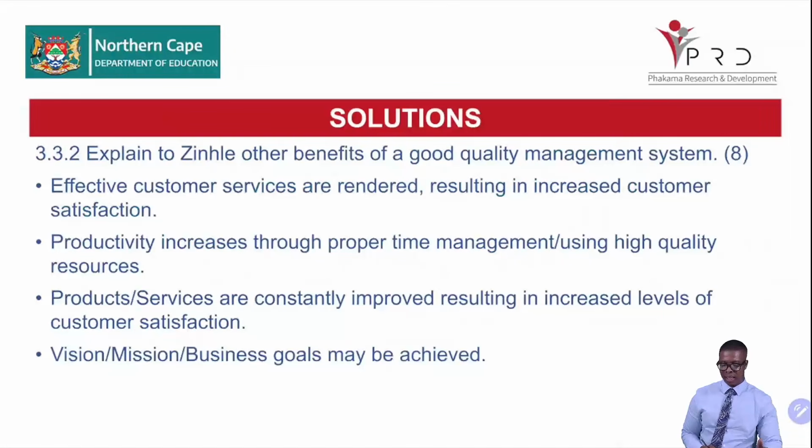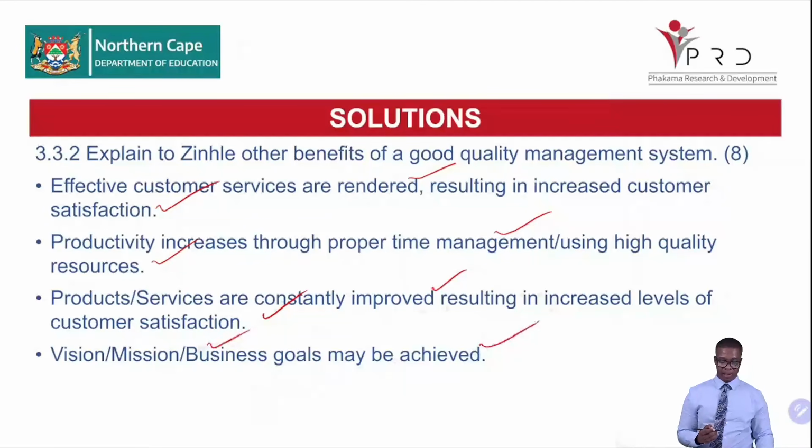Then explaining other. These are the other benefits now. If a business has a good quality management system, they will have the following benefits. Number 1, they will render effective customer services, resulting in increased customer satisfaction. Productivity will increase through proper time management or the use of high quality resources. Products will be constantly improved, resulting in increased levels of customer satisfaction. And vision, mission, or business goals may be achieved by the business. Be able to know this.